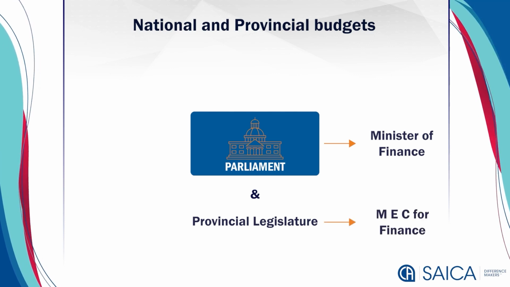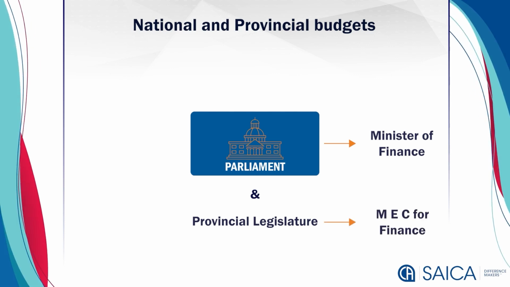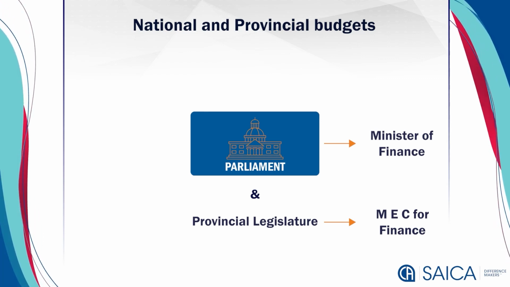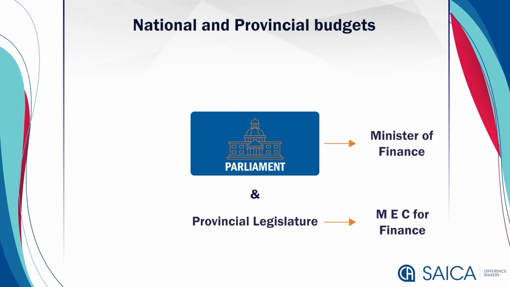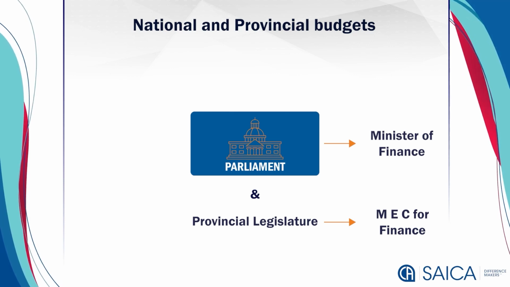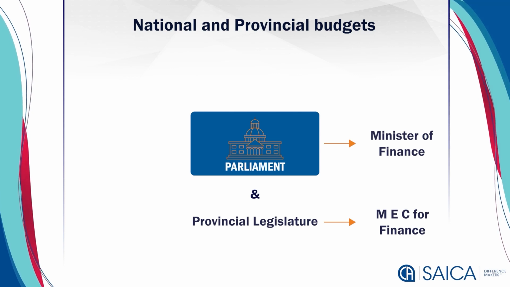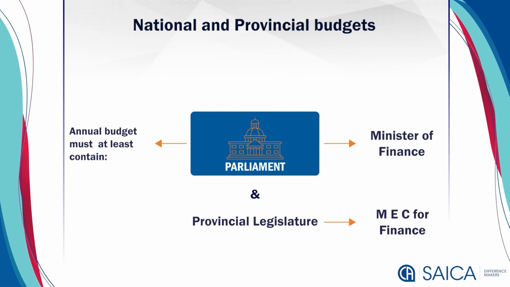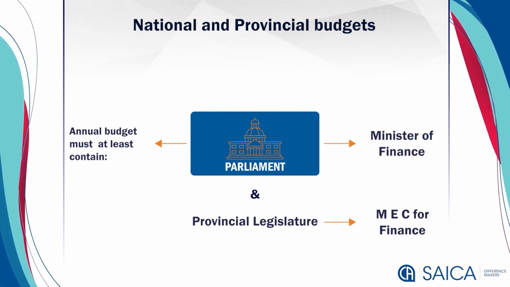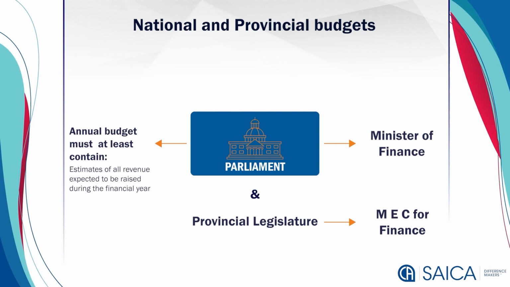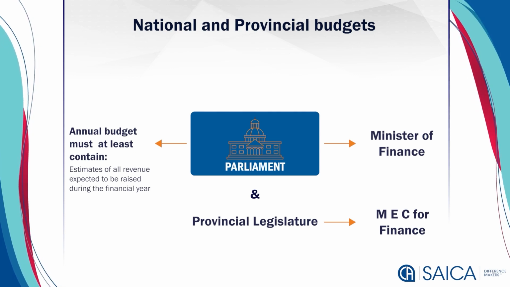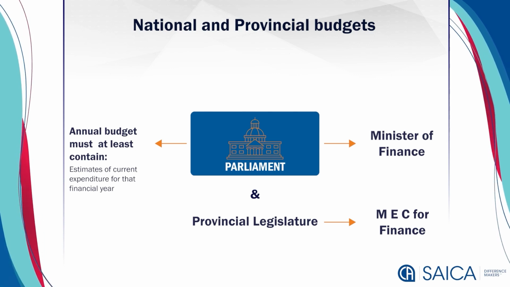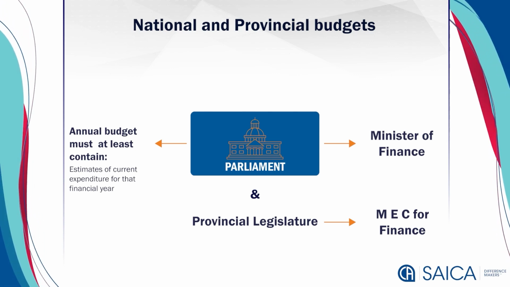The MEC for Finance in a province must table the provincial annual budget for a financial year in the provincial legislature no later than 2 weeks after the tabling of the national annual budget, but the minister may approve an extension of time for the tabling of a provincial budget. The annual budget must be in accordance with a format as may be prescribed and must at least contain, amongst others, estimates of all revenue expected to be raised during the financial year to which the budget relates, and estimates of current expenditure for that financial year per vote and per main division within the vote.